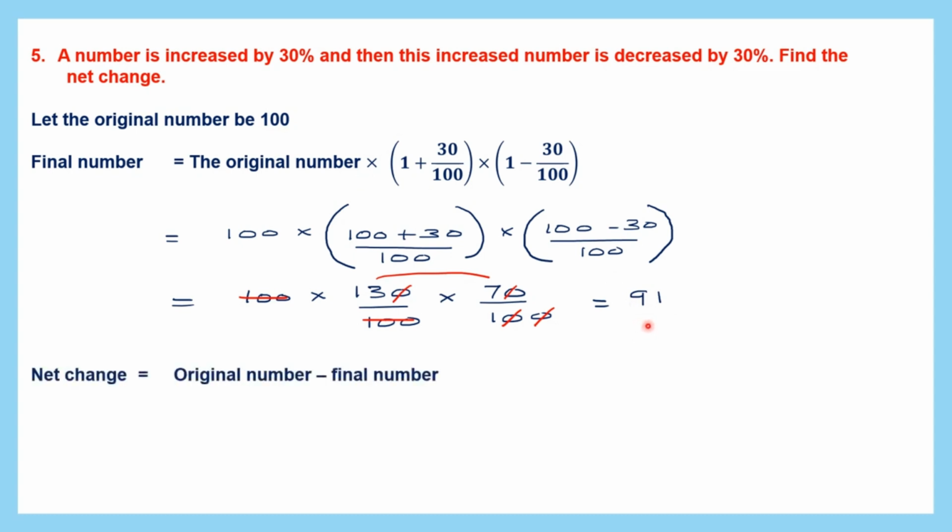We can find the net change. And the net change will be the original number, that is 100, minus the final number, which is 91. 100 minus 91 is 9. Now this is the final answer. This is the net change, 100 minus 91. So this is our answer because we've only been asked to find the net change. We've not been asked to find the percentage. So 9 is our answer.